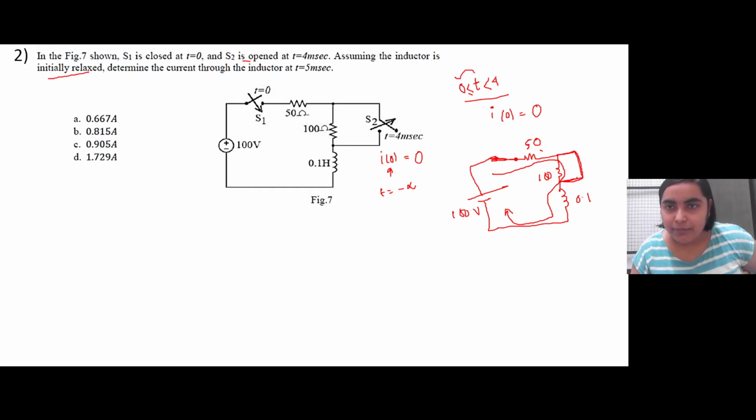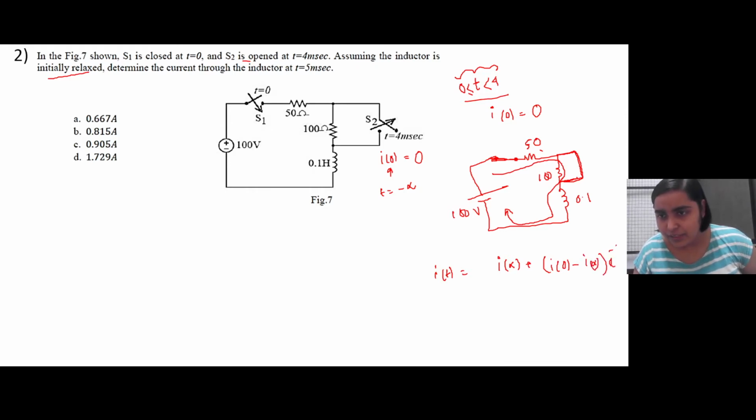Now for this particular time range, the equation of I of t is equal to I of infinity plus I of 0 minus I of infinity times e to the power minus t by tau, right? Now what will be I at infinity within this range, that is 0 to 4? Let us assume at 4 it has reached steady state. So at 4 millisecond this inductor will behave as a short circuit within this time frame if we assume the steady state. So what it will see is only a 50 ohm resistance, right?